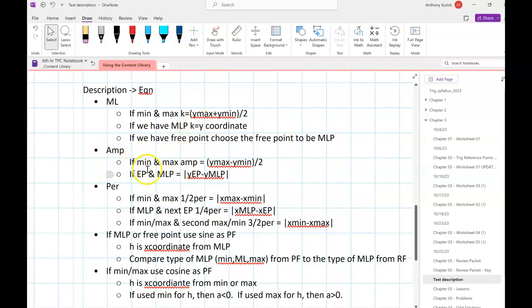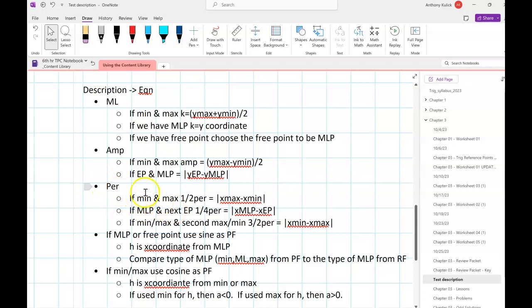For the amplitude, if I have a max and min, the amplitude is just (Y max minus Y min) divided by 2. If I have an extreme point and a midline point, then it's just the distance between the extreme point and the midline point. I didn't write down anything for if I'm just told the amplitude in the problem. If it just says the amplitude is 5, do I really need to make a note of what to do with it? So I just skip that kind of situation.